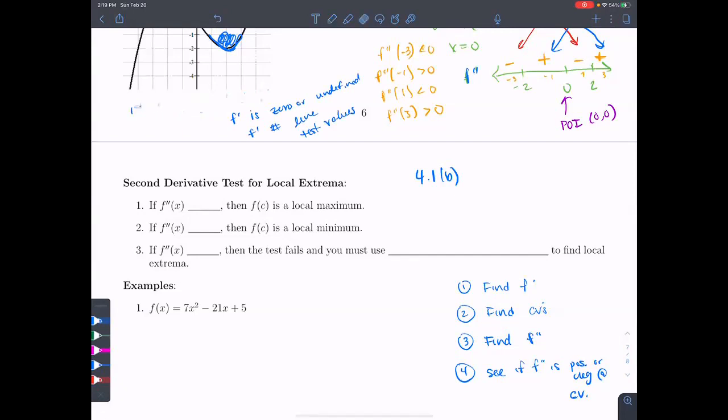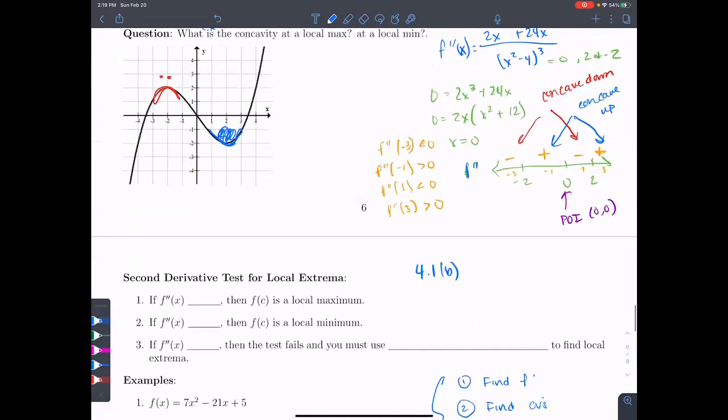The second derivative test is similar but different. You're going to find the first derivative, find the critical values. Then you're going to find f double prime. These are the steps I've listed down here. Find f double prime, and then see if f double prime is positive or negative, and that will help you determine whether your critical value is a min or a max.